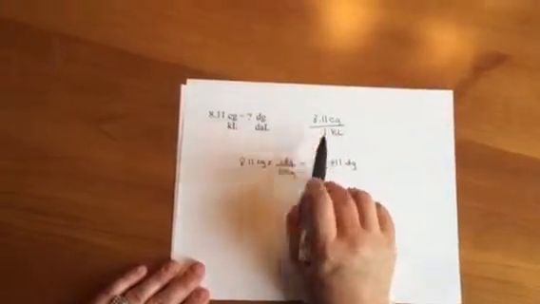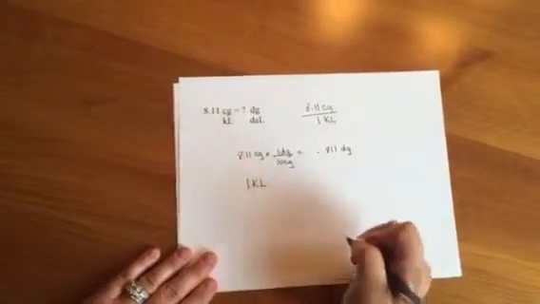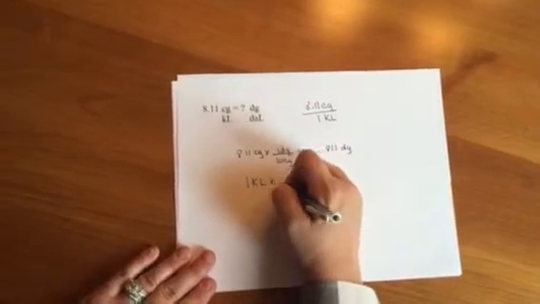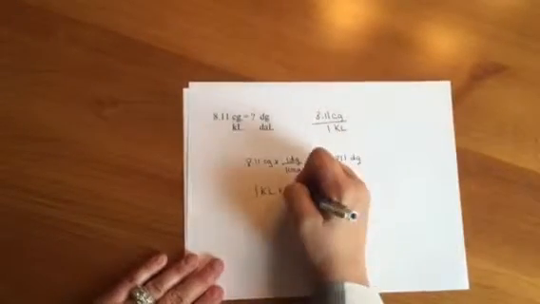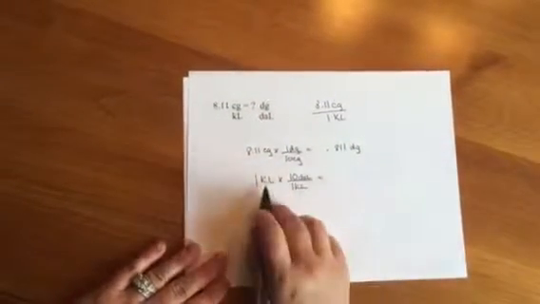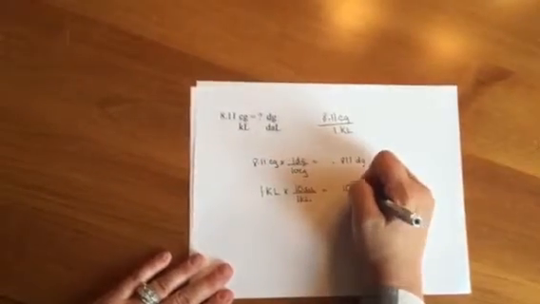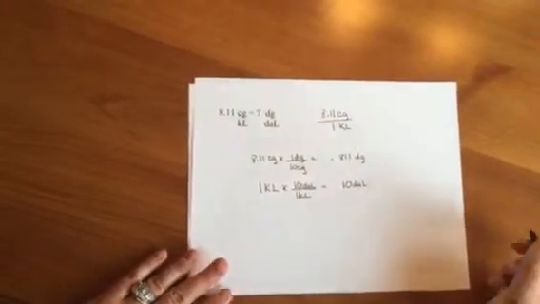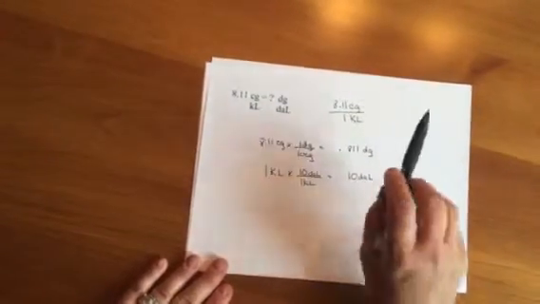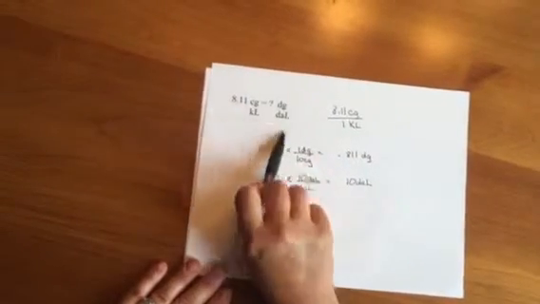So now we're going to look at the 1 kiloliter. We're going to take 1 kiloliter, and we know that in 1 kiloliter there are 10 deciliters. And so then when we convert that, we get that there is 10 deciliters. So now we have the decigrams and we have the deciliters, what we're looking for.